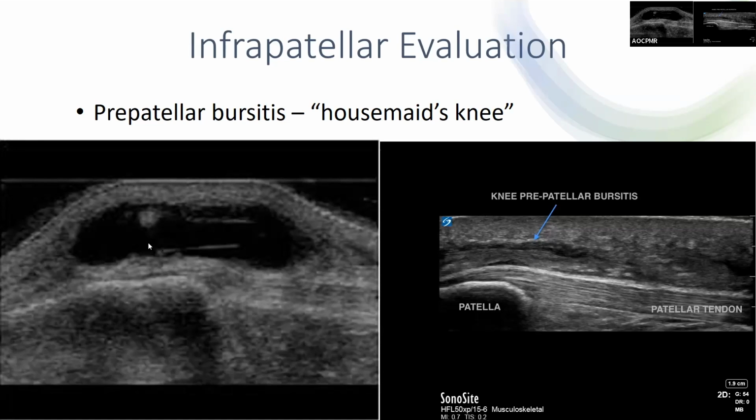This is a simple effusion or bursal effusion in short axis. Actually, this is long axis. Here's the patella, here's our patellar tendon, and here's all that fluid within the bursa. So prepatellar bursitis is also called housemaid's knee.